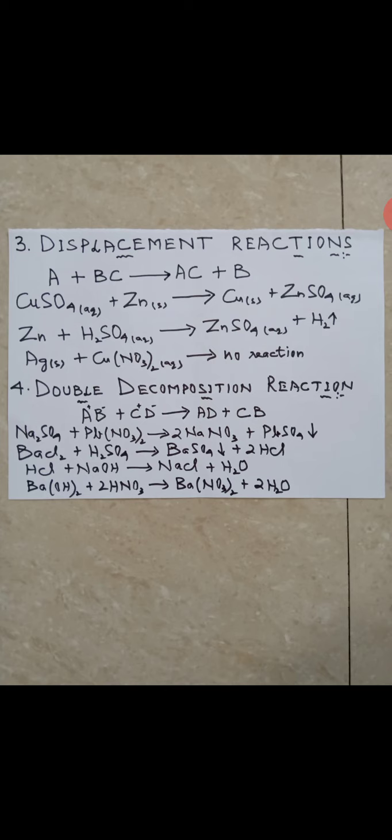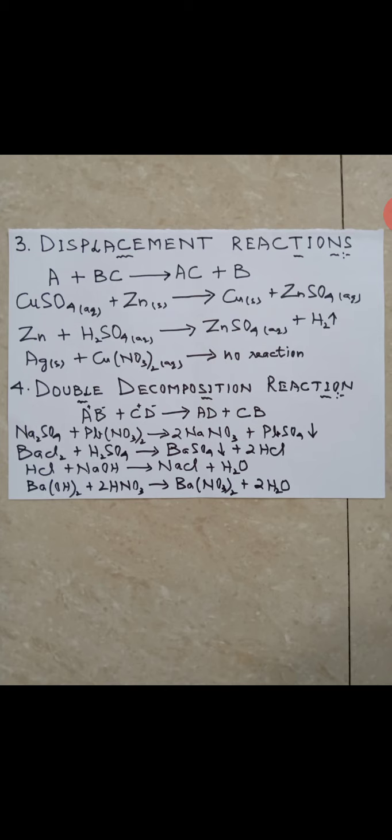NaOH, you add red litmus, it turns blue. Got it? And when it forms NaCl and water, you add either blue or red litmus solution to it, and no change in color is observed. That means the solution is neutralized. So when an acid reacts with a base, it forms salt and water. That is known as a neutralization reaction.